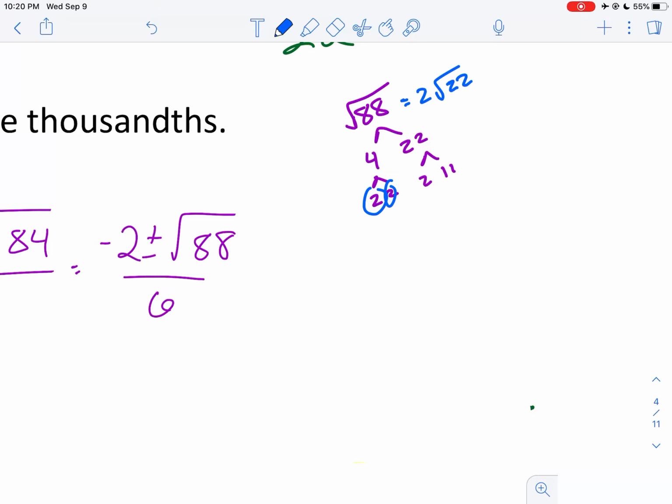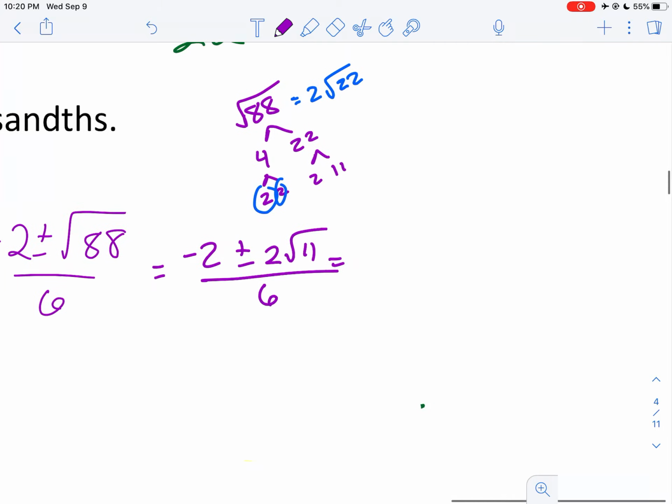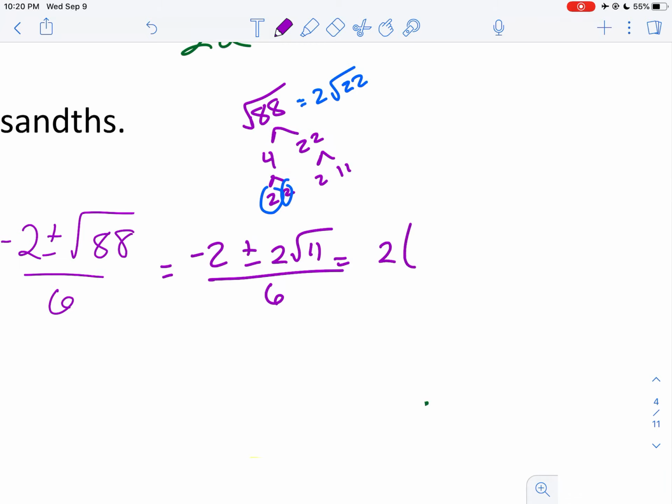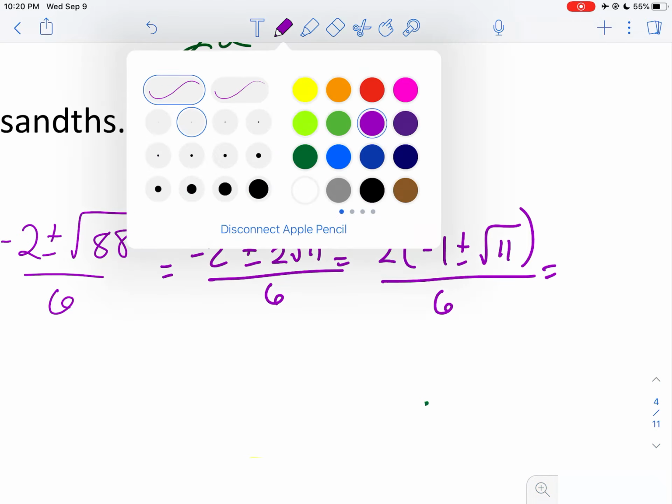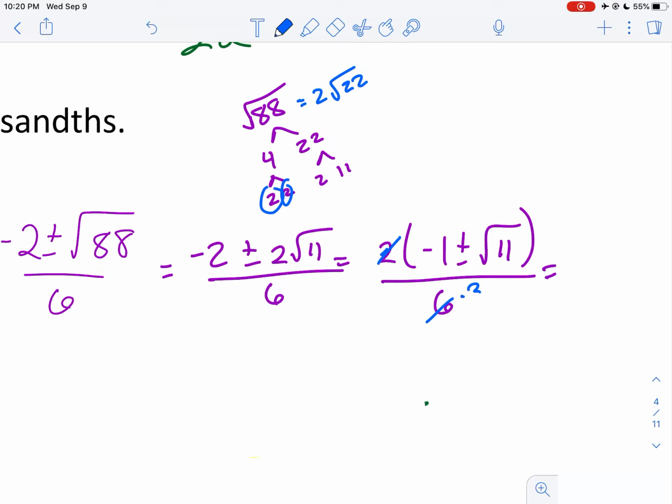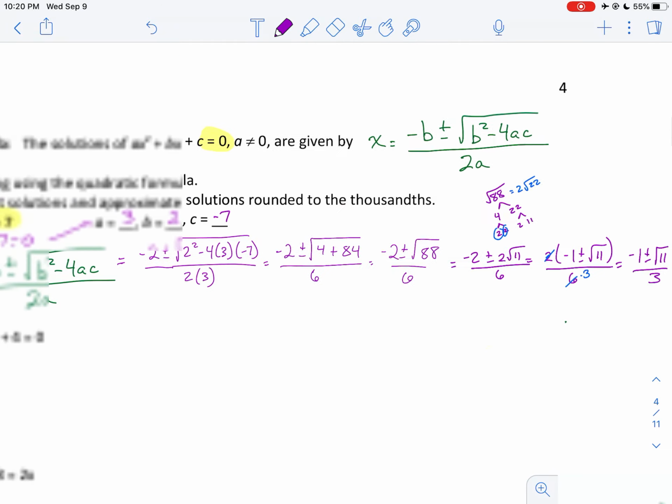And so coming back over here, I get negative 2 plus or minus 2 times the square root of 11 all over 6. I can then factor a 2 out of it, and then we can divide out the 2, and this is left with 3. So my final answer here in simplified form is negative 1 plus or minus the square root of 11 over 3.